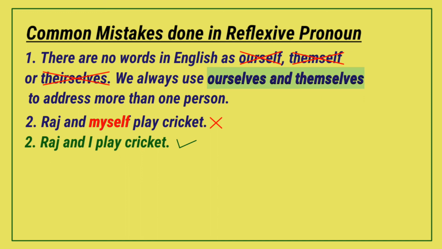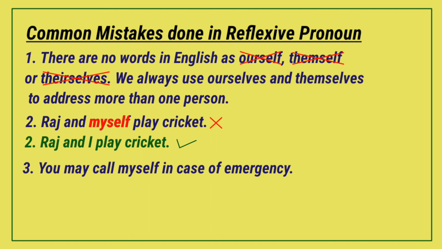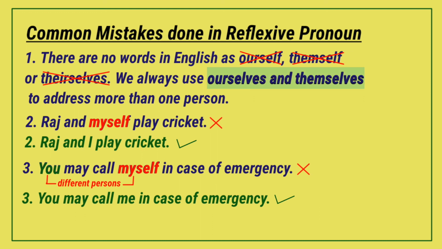Look at another common mistake one makes. At times, we say, You may call myself in case of emergency. Now, in this sentence, you is the subject and myself is the object. But if you remember, I told you that the subject and the object should be the same in reflexive pronoun. But in this sentence, the subject and the object are two different persons, which is wrong. So, the correct sentence will be, You may call me in case of emergency.